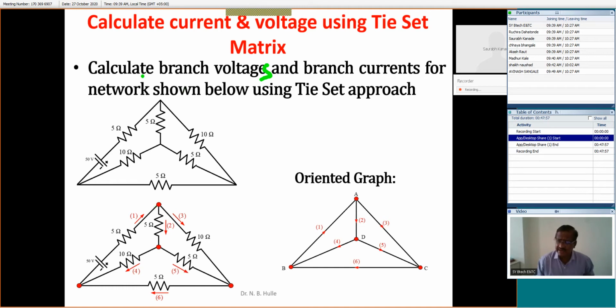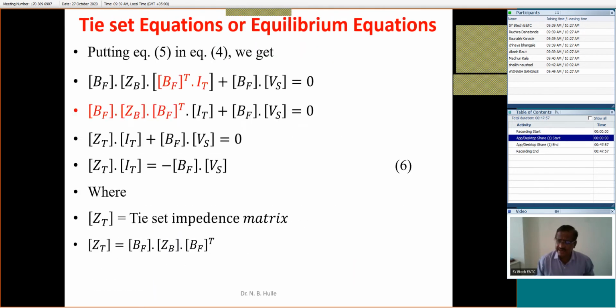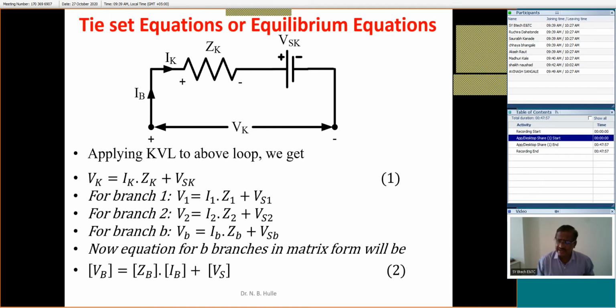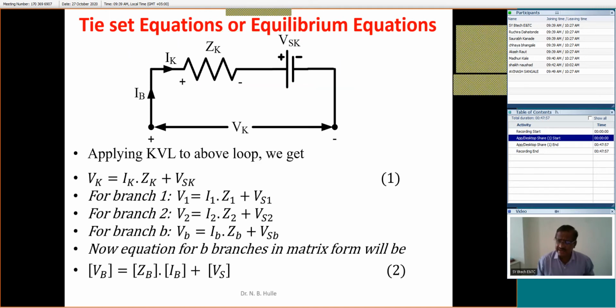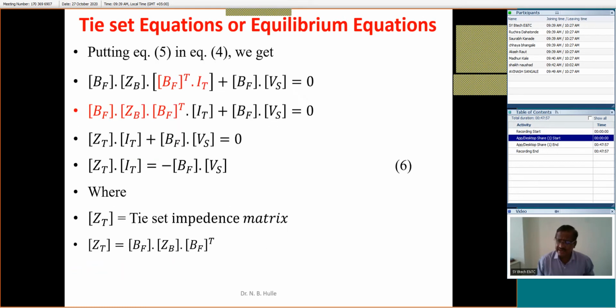This is the given figure. But what is the requirement in this particular case? I will go back and show the requirement. Each branch of the network must be in the standard format. There should not be any current source. If there is a current source, convert that current source into a voltage source. That is the requirement in this method.